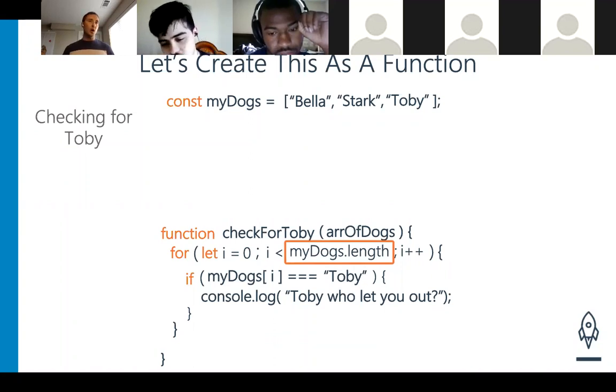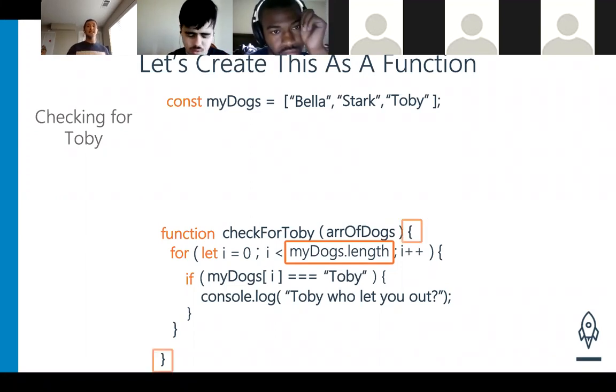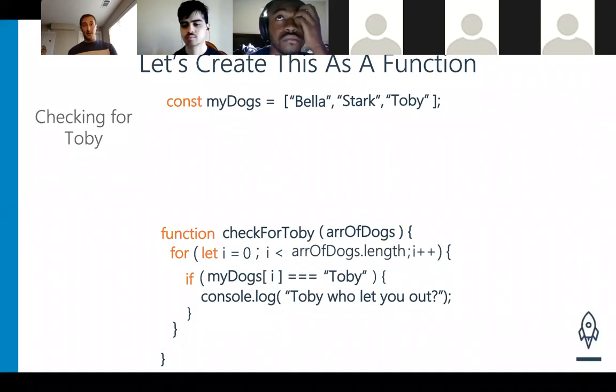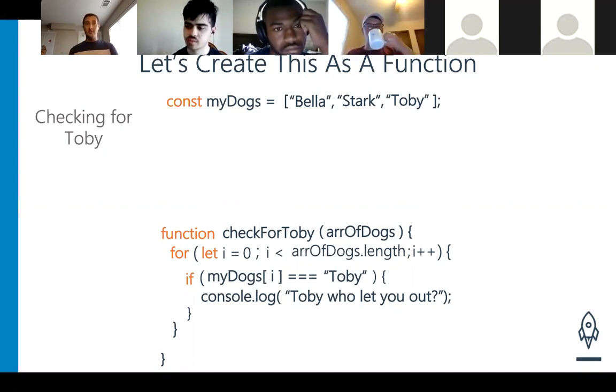We are no longer using myDogs.length. We're passing in this array, this information. So instead, and I also know that myDogs.length is not within these curly brackets, what we're going to utilize is actually the parameter. So we say arrOfDogs.length here, and then increment that. What we just did is utilize that parameter to bring it into this function and use it in our for loop.